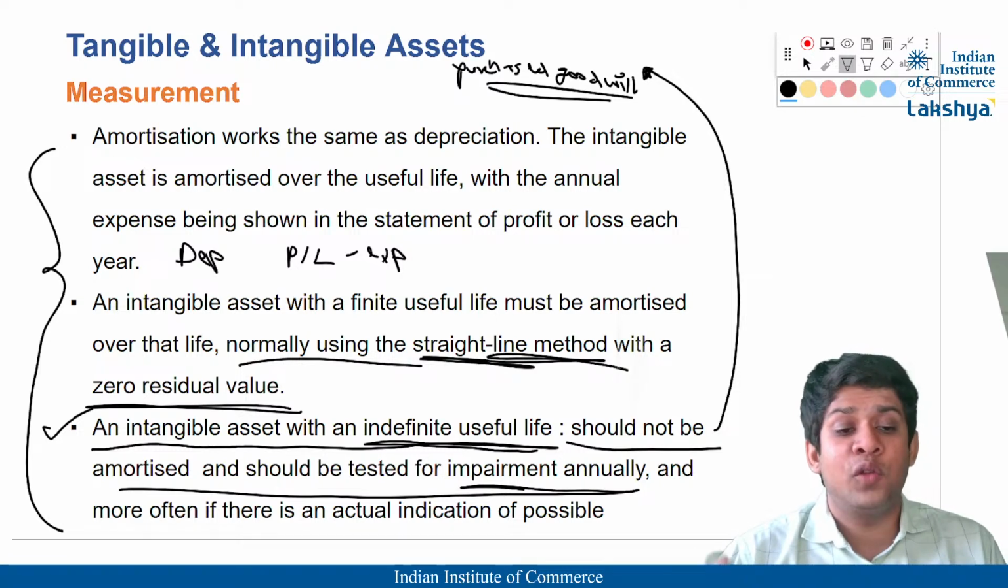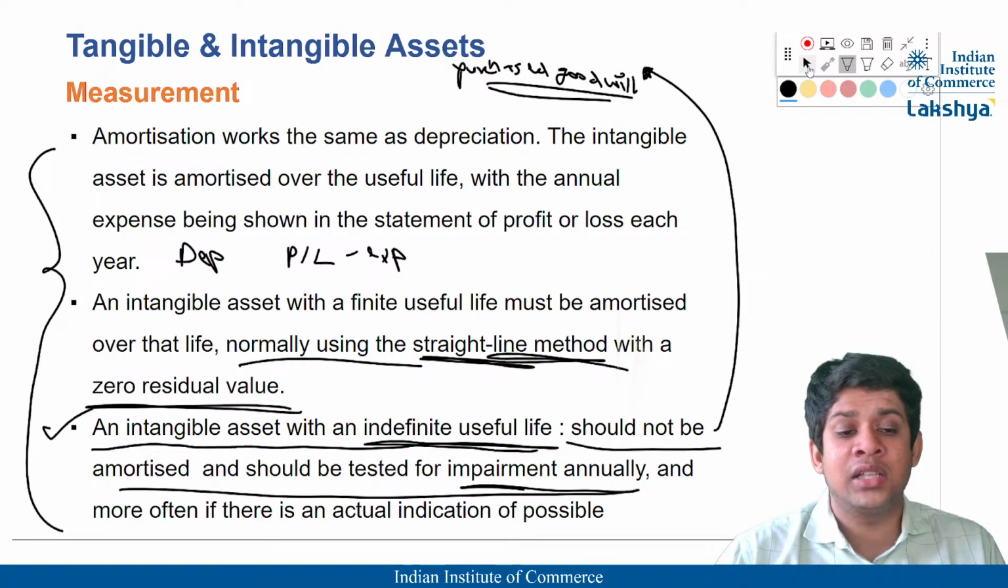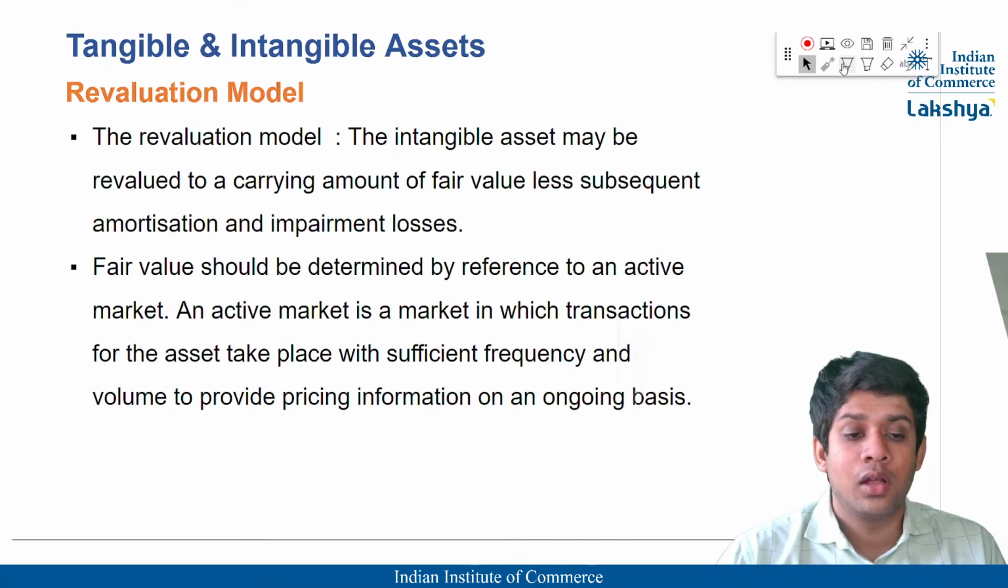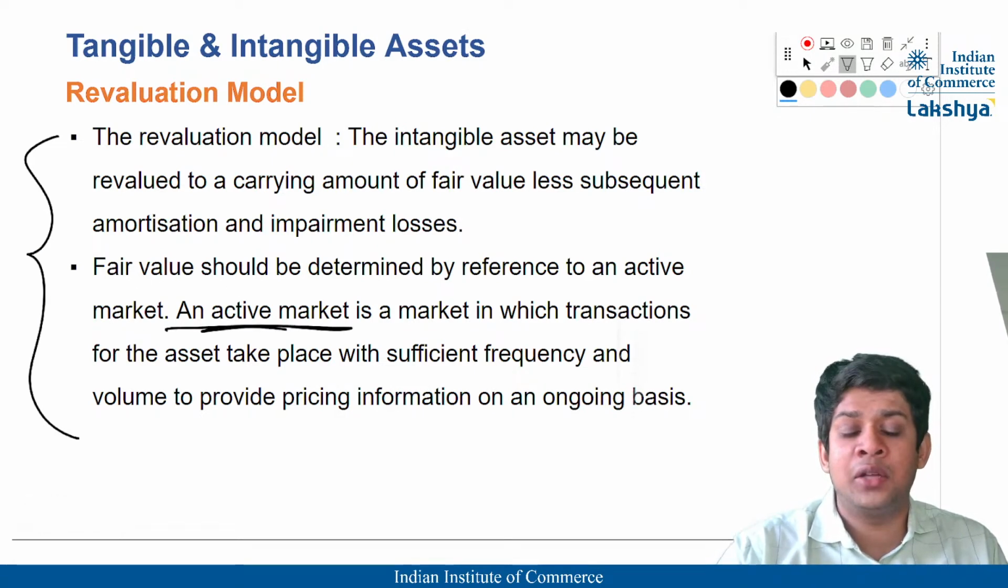But if you remember, your land is going to be tested for impairment annually. Same way, your purchased goodwill shall be tested for impairment annually, irrespective of whether there are any indications of impairment or not. Then the revaluation model is very similar. For a revaluation model, you have to have an active market where you can find out the current market value of your intangible asset.